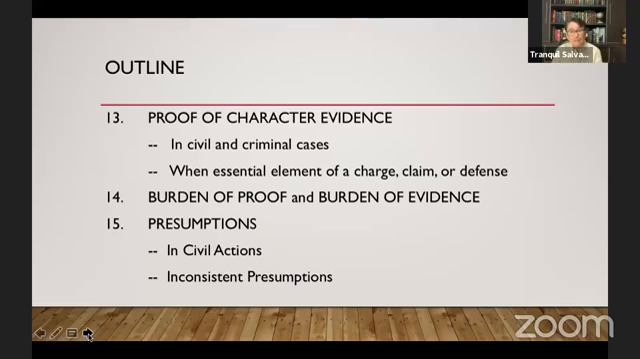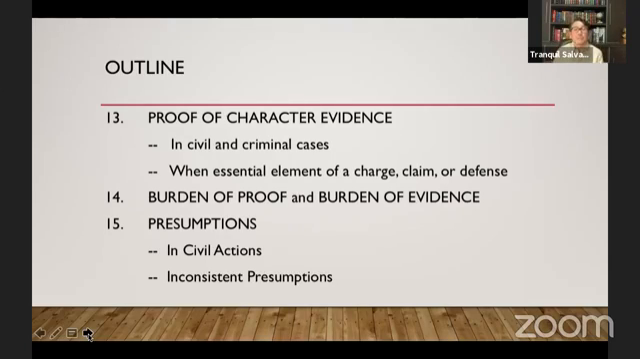And finally, on proof of character evidence. Still on proof of character evidence, but unlike the first, in civil and criminal cases, here, when character is an essential element of the charge, claim, or defense, it is an essential element of a crime, a charge, or a defense. Proof is by reputation? No. Proof is by specific instances.